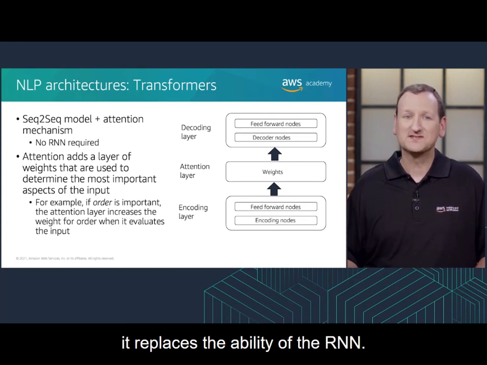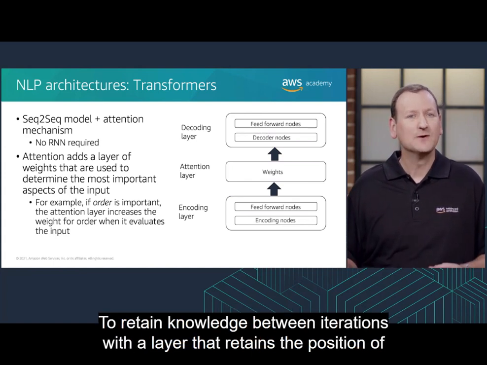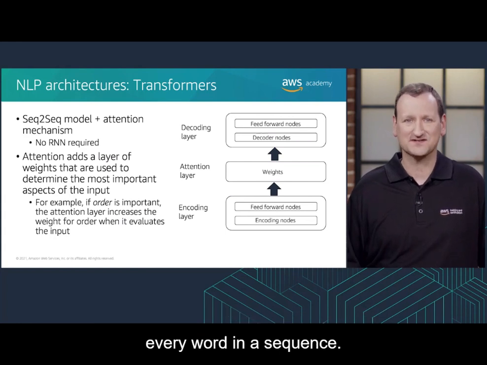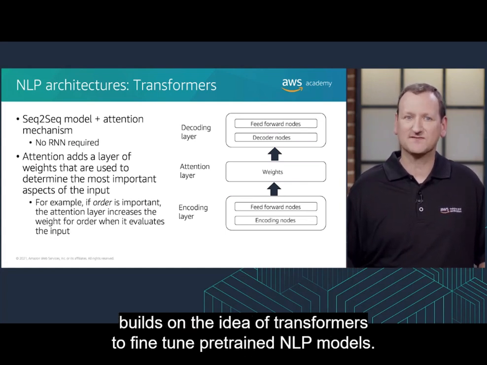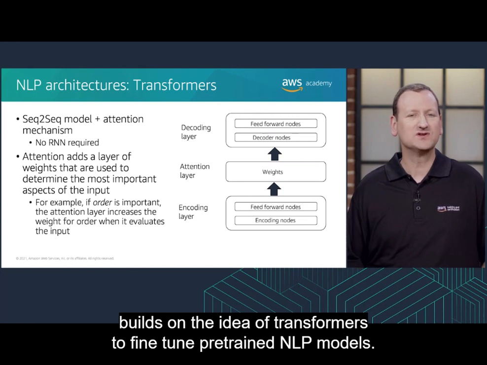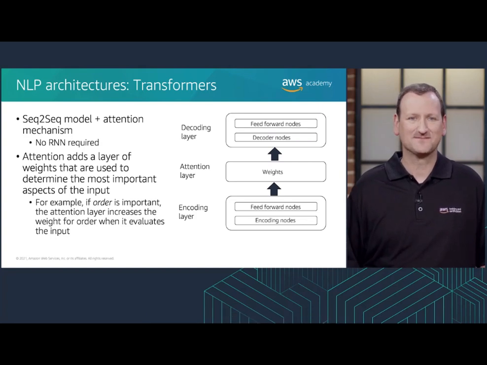However, it replaces the ability of the RNN to retain knowledge between iterations with a layer that retains the position of every word in a sequence. The bidirectional encoder representations from transformers, or BERT, is a model that builds on the idea of transformers to fine-tune pre-trained NLP models. It's been used to improve the performance of various NLP tasks.